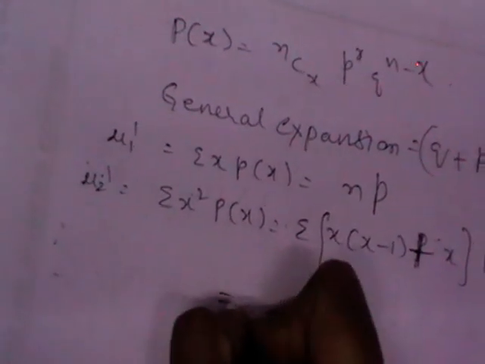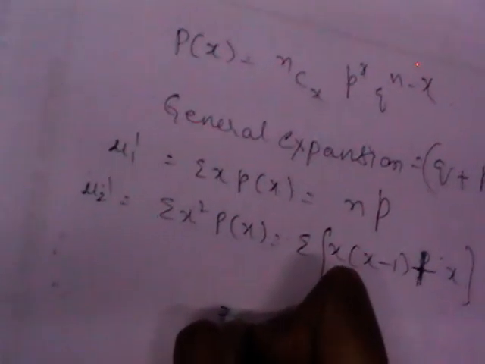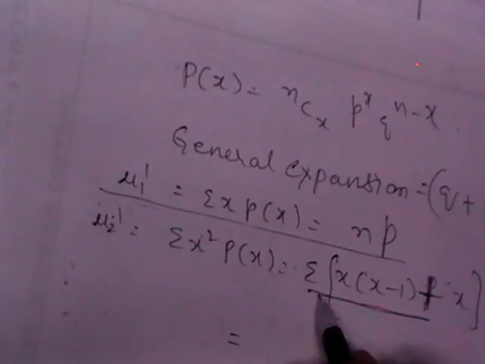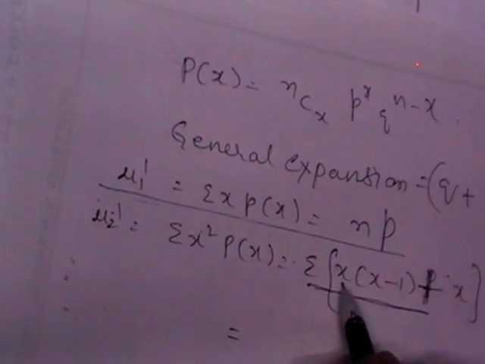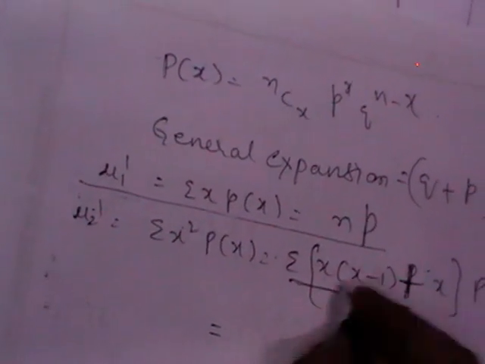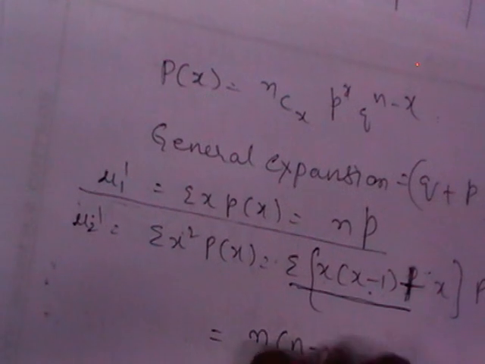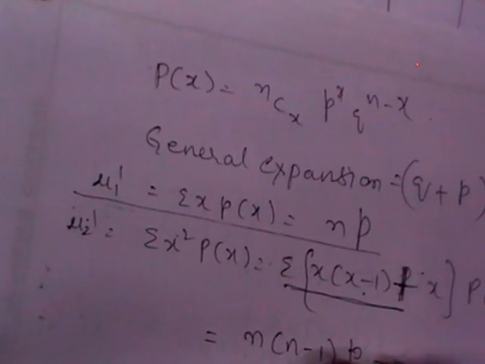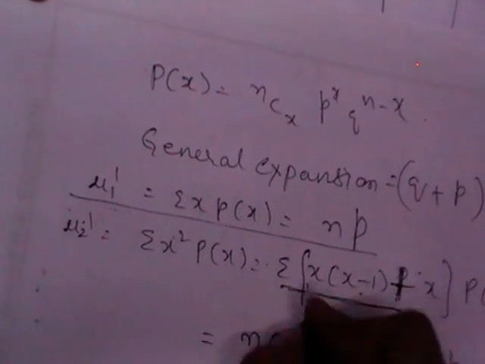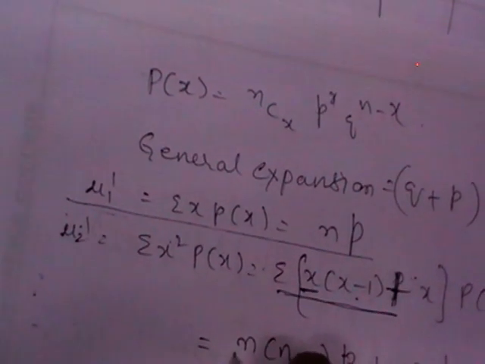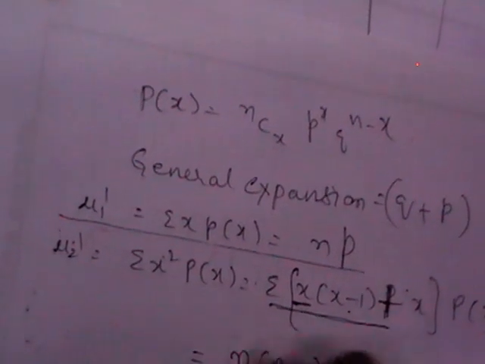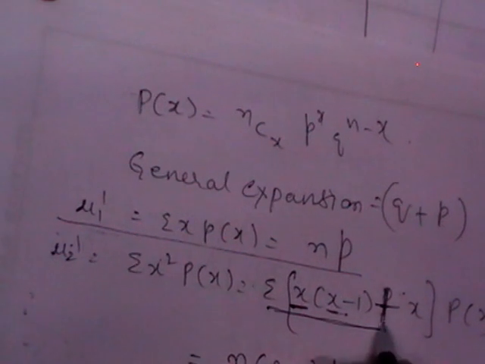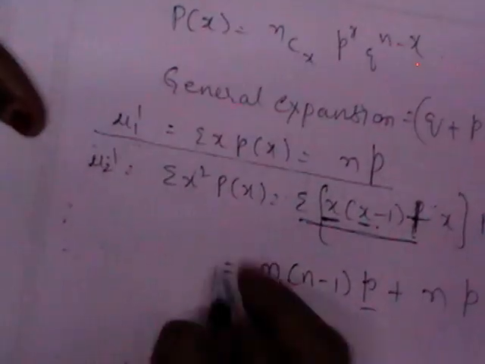So how to remember these long expressions? This is mu1 dash, easy. But if you look at this expression, you have x into x minus 1. So you'll get in the final expression n into n minus 1 into p square plus np. For each x, just to remember, it's not a scientific way, in the final answer after simplifying, x you are going to replace with n, p of x you are going to replace with p.